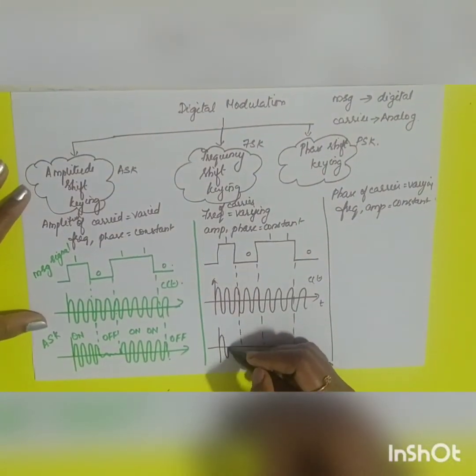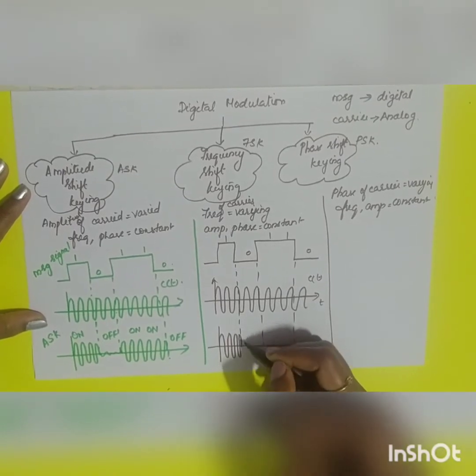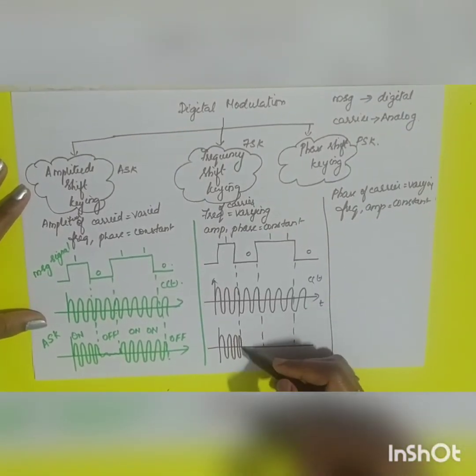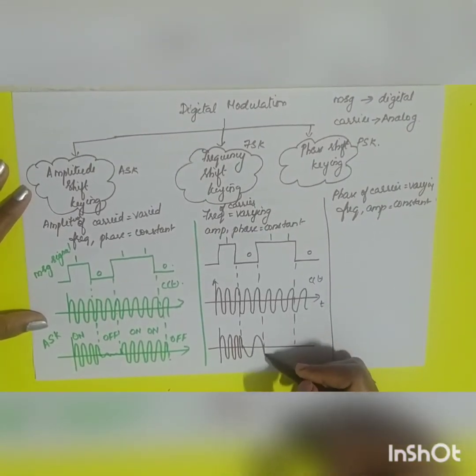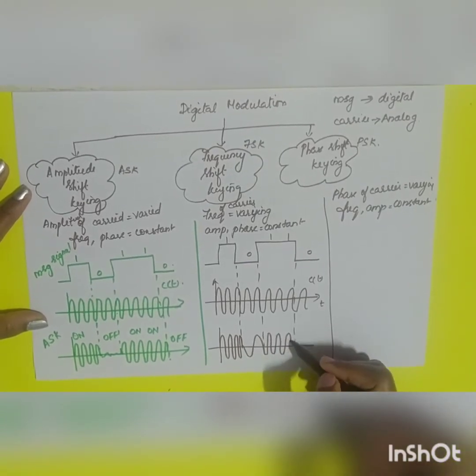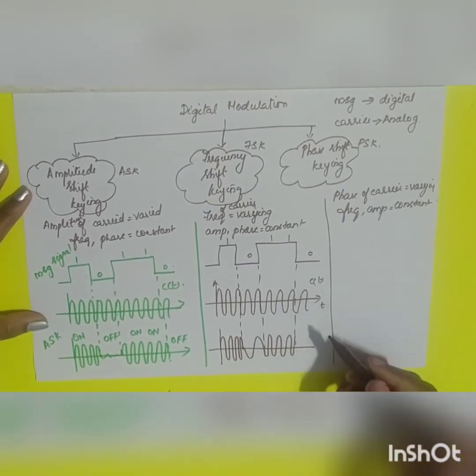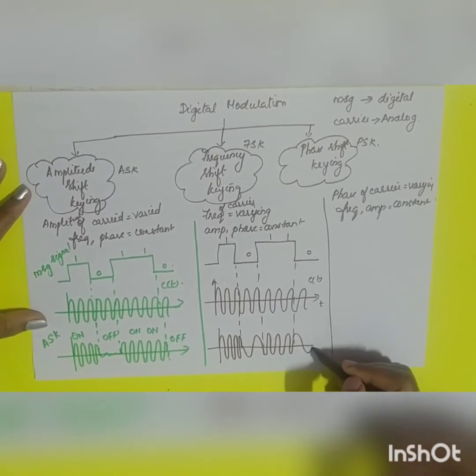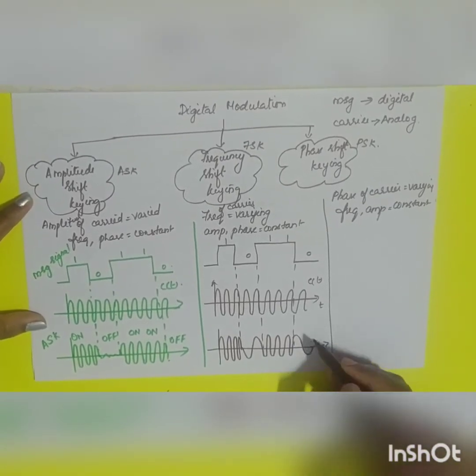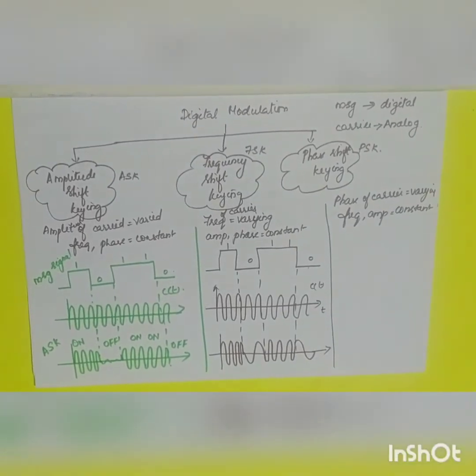So here you will be having high frequency because the message signal is positive. For 0, you will be having low frequency signal. So the frequency will be varying. Here it is both 1, so you will be having high frequency, whereas in this case it is 0, you will be having a low frequency signal.